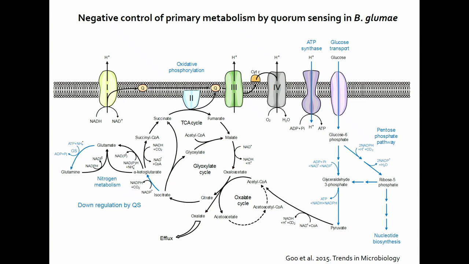All right. So the blue color indicates downregulation by quorum sensing: glucose transport and ATP synthesis, oxidative phosphorylation, the PPP, the pentose phosphate pathway, and also the adrenal pathway. And also nitrogen metabolism is downregulated by quorum sensing.